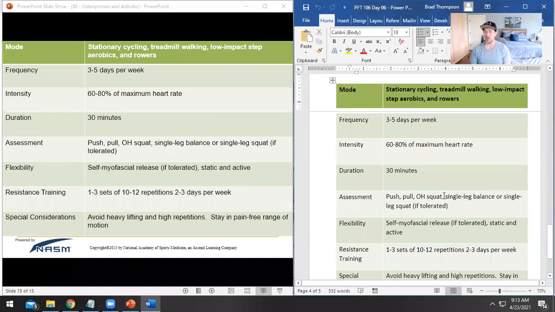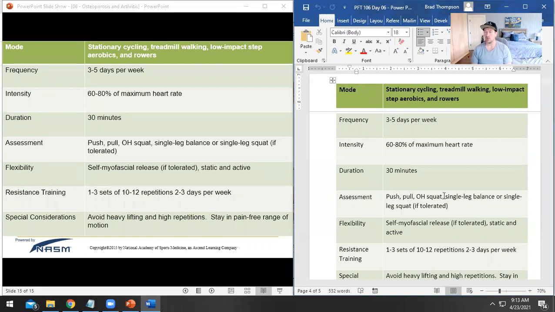So our modes here, with arthritis, we really like stationary cycling. That's a really good one because it's a very low impact way to do cardio without putting too much pressure on the joints. We do like treadmill walking if they can handle it, although if they start speed walking, that can be really high impact. So probably something to avoid. We like step aerobics if they're nice and gentle. And we like rowing machines. Rowing machines are also going to be a really good one.